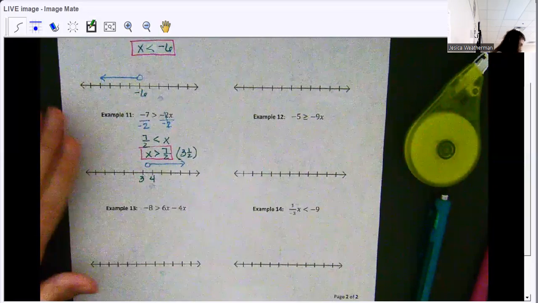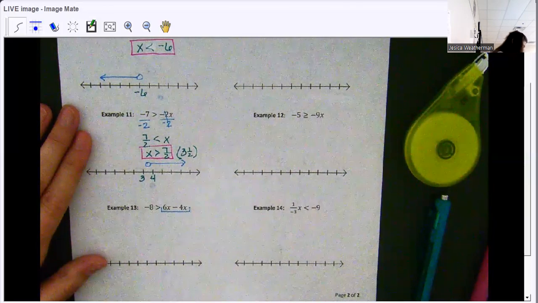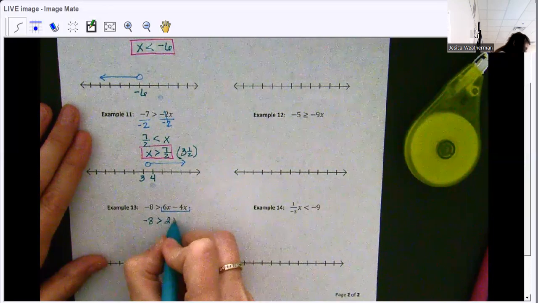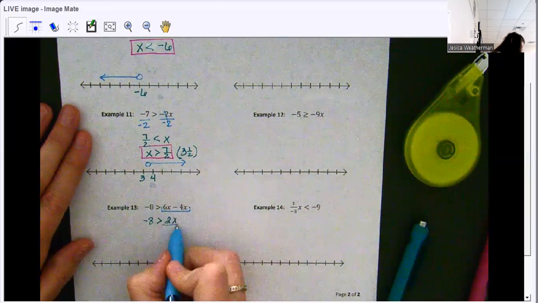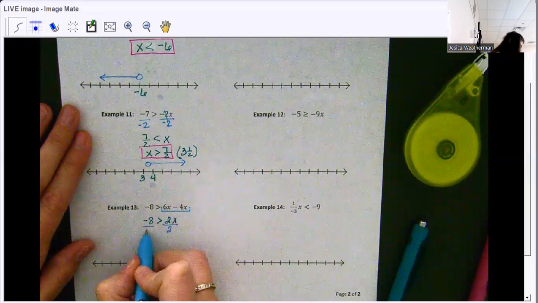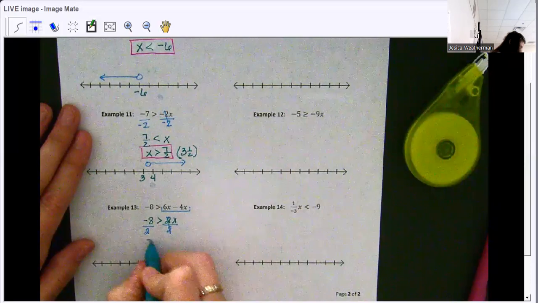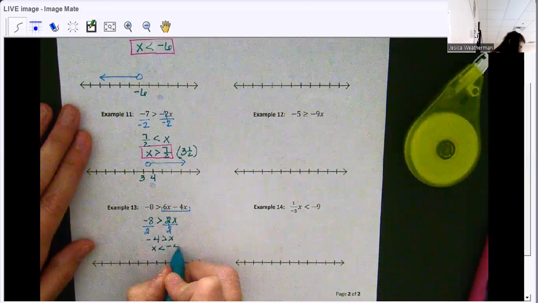And the last one we're going to do together, 6x minus 4x gives us a 2x. So -8 is greater than 2x. Then we divide both sides by 2. And you get -4 is greater than X, or X is less than -4.